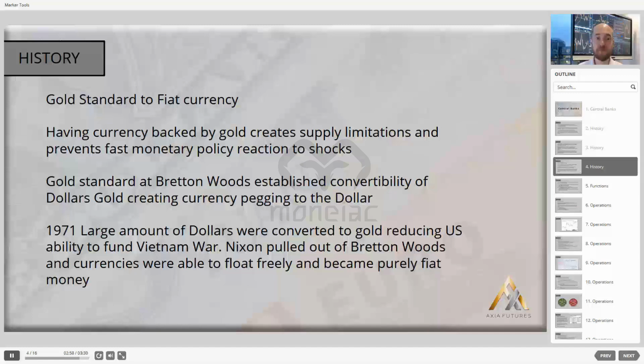So what happened eventually, the US was forced into it by an inability to fund the Vietnam War, and they pulled out, effectively meaning that currencies then floated themselves, meaning that each currency had an exchange rate to another currency and was then managed by their own central bank. And that's how we've now got to the current situation where almost all currencies are a fiat currency. There are a few still pegged to the dollar and even fewer still pegged to gold.